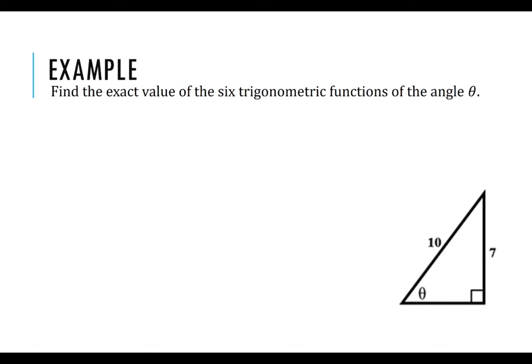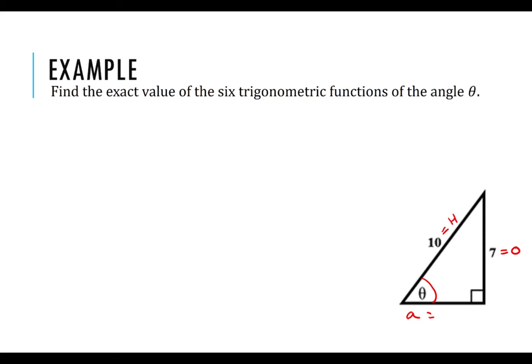Given this right triangle, we want to find the exact value of all six trigonometric functions of the angle theta. Notice they've already marked theta for us. Now we do have a problem: we're missing a side. The side opposite the right angle is always the hypotenuse, and the side opposite theta is the opposite side. So the only one left to find is the adjacent side, this unknown here. But how can I find it?